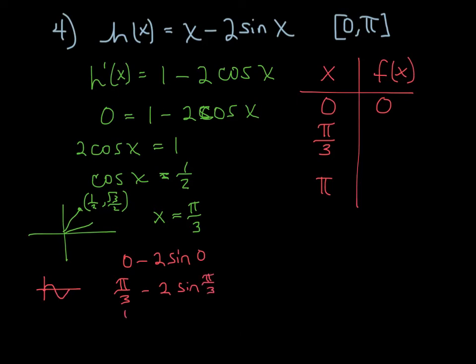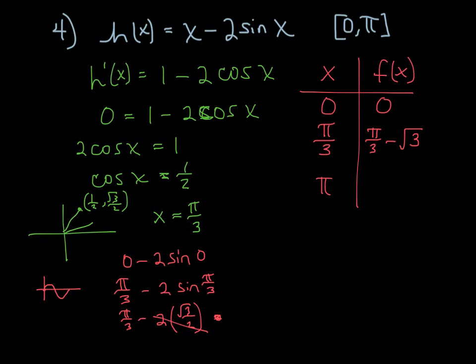Okay, so this is pi over 3 minus 2 times, what's the sine of pi over 3? Well, I'd say it's root 3 over 2. And then the 2's are going to cancel out. So I just end up with actually pi over 3 minus the square root of 3. Okay? All right, and then the next one is pi, so I should be able to plug that in.